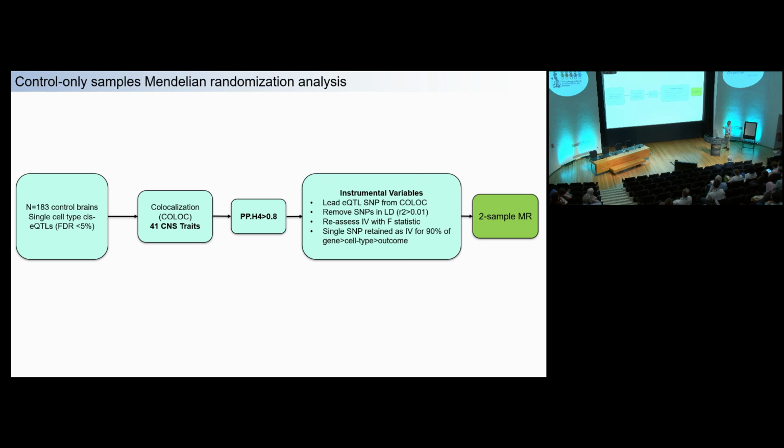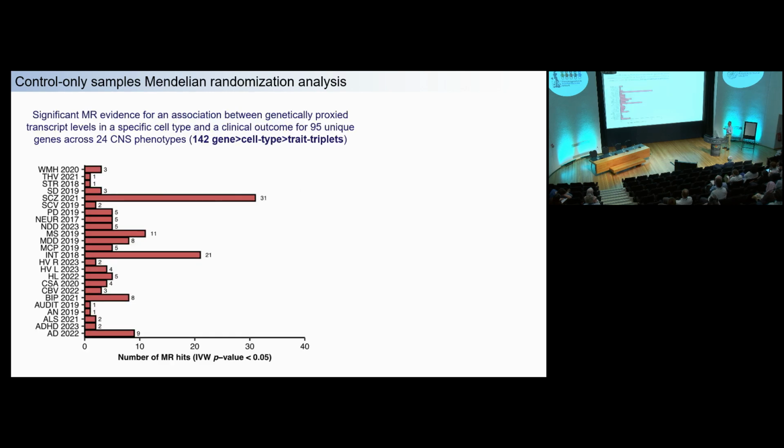So we took the lead co-localized EQTL SNP from the co-localization. We removed the SNPs that were in linkage disequilibrium with that lead co-localized SNP so that we identified independent genetic variants to avoid inflating the MR statistic. And then we reassessed the relationship between the instrumental variable and the gene exposure using the F statistic. And we found that following this, we retained typically one SNP as the instrumental variable for over 90% of the gene cell type outcome triplets. And then we went on to perform two-sample MR.